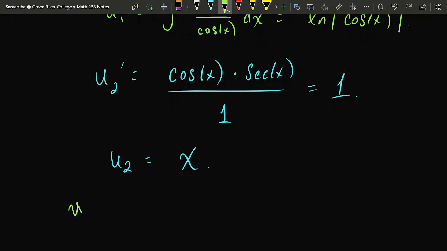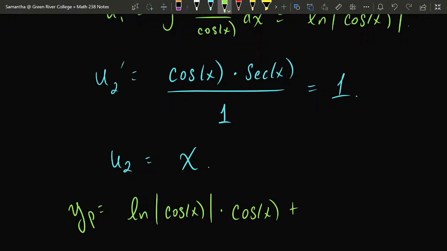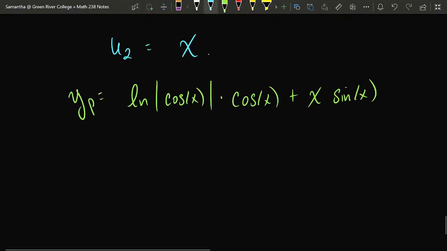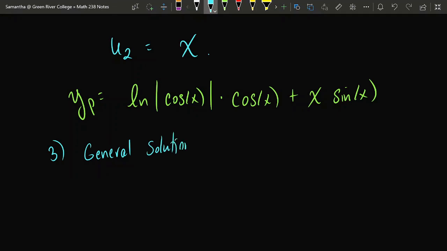So what's our particular solution? u1, which was natural log absolute value of cos, multiplied by y1, which was cos, plus u2, which was x, multiplied by y2, which was sine. And now we can assemble our general solution. The general solution is that y must be equal to our complementary function plus our particular solution.